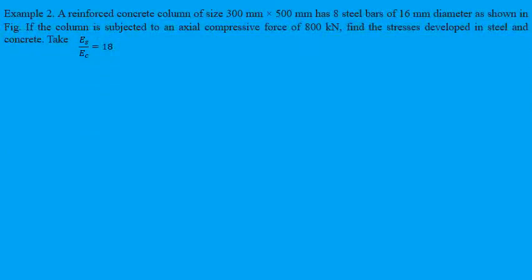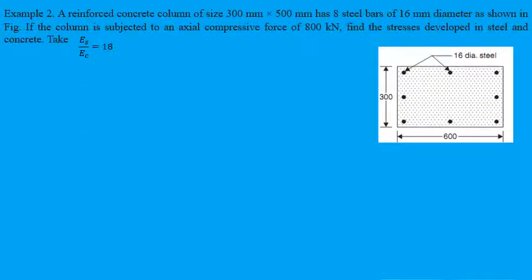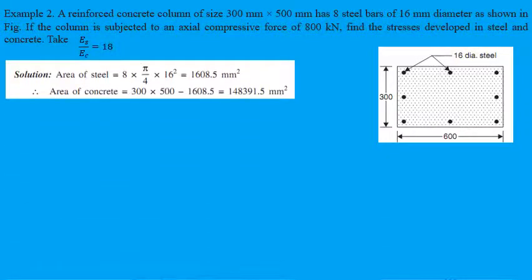So the next problem under composite bar. A reinforced concrete column of size 300 mm by 500 mm has 8 steel bars of 16 mm diameter, as shown in the figure. If the column is subjected to an axial compressive force of 800 kN, find the stresses developed in the steel and concrete. Take Es by Ec equal to 18. So the ratio is given. Young's modulus of steel by Young's modulus of concrete is equal to 18, and this is the given figure. So now let us see how to solve this problem.